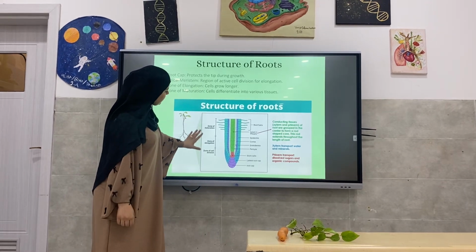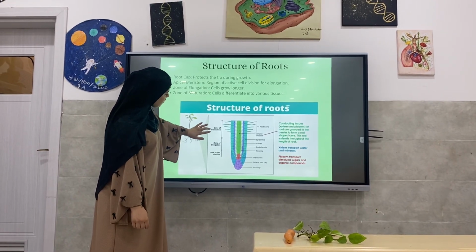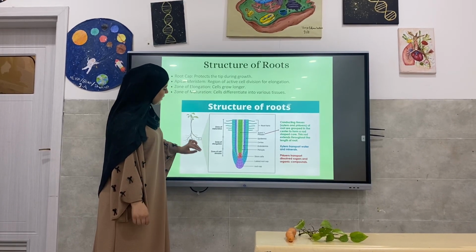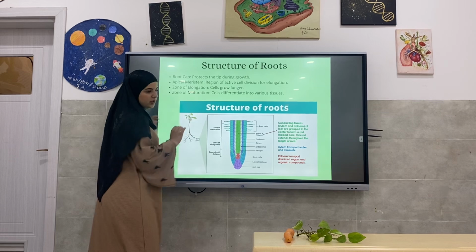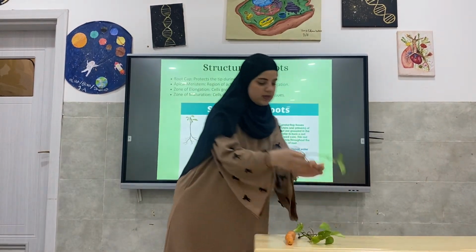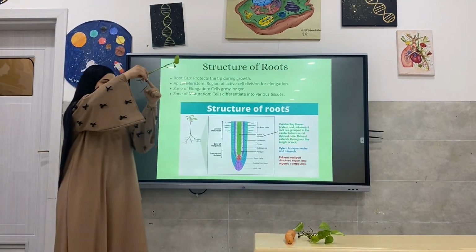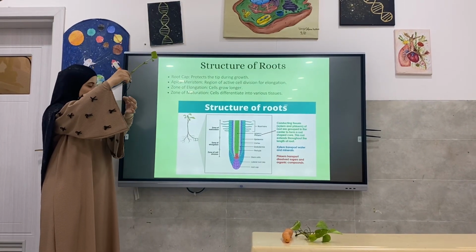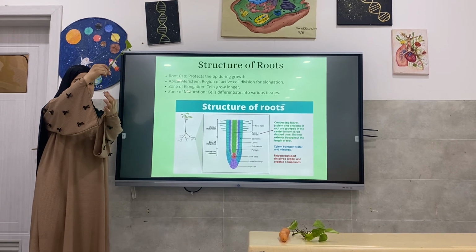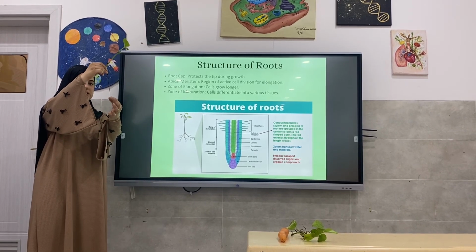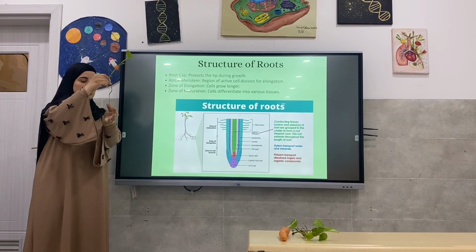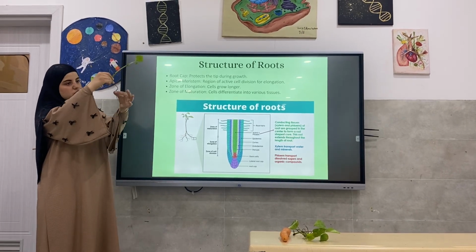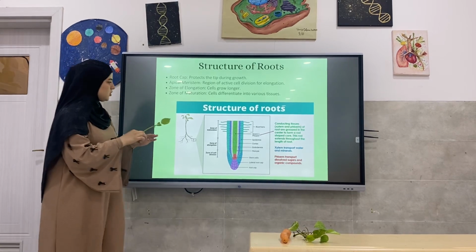Guys, as I said, we have zone of maturation, zone of elongation, and zone of division. We have three. This is the root. This is zone of maturation and zone of elongation, zone of division. The first part in here, which is under the soil, this is zone of cell division and zone of elongation, and this is zone of maturation.